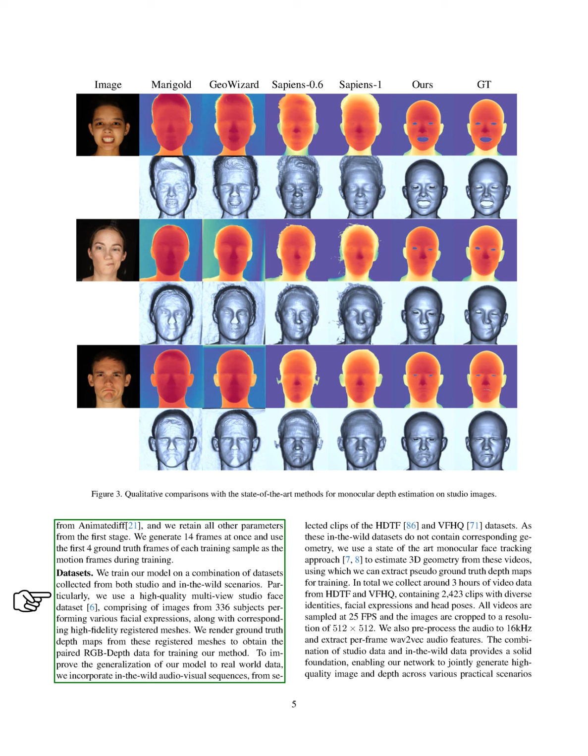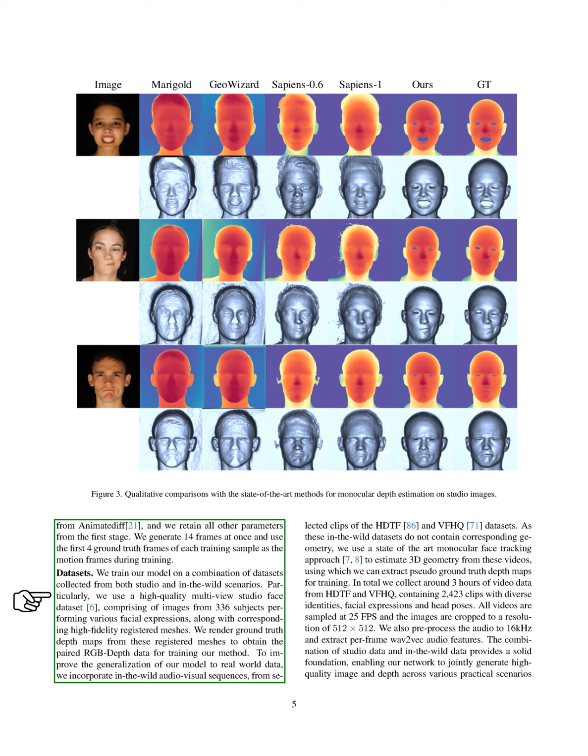For our datasets, we train our model using a mix of data from both studio and real-world scenarios. We utilize a high-quality multi-view studio face dataset with images from 336 subjects showing various facial expressions, along with high-fidelity registered meshes. We create ground truth depth maps from these meshes to obtain paired RGB depth data for training.